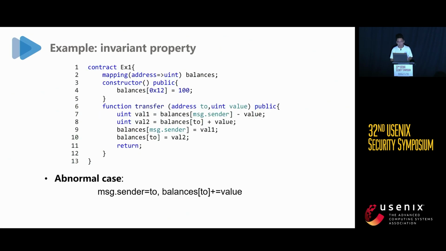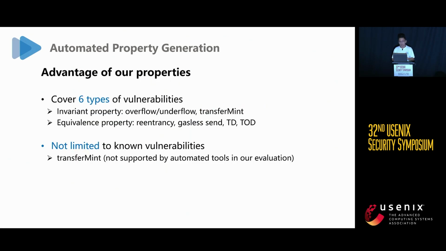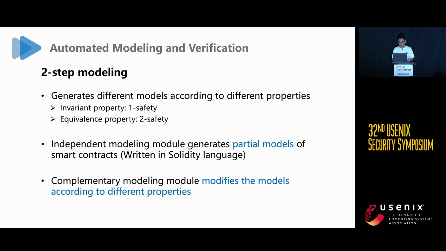Recall the previous example. We can see that the vulnerability is covered by our invariant property, while the sum of the token balance is changed. However, in our evaluation, we find that this vulnerability cannot be detected by other automatic tools, which indicates one advantage of our properties: not limited to known vulnerabilities, since our properties are not generated according to any patterns.